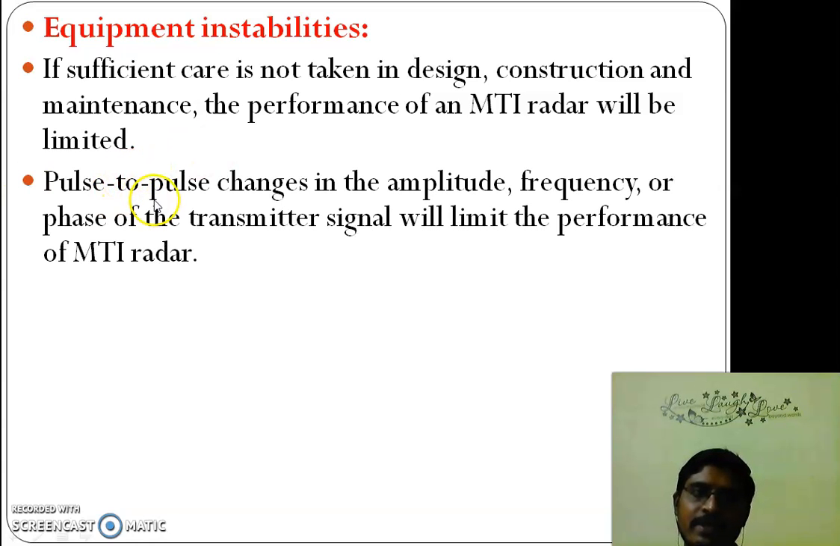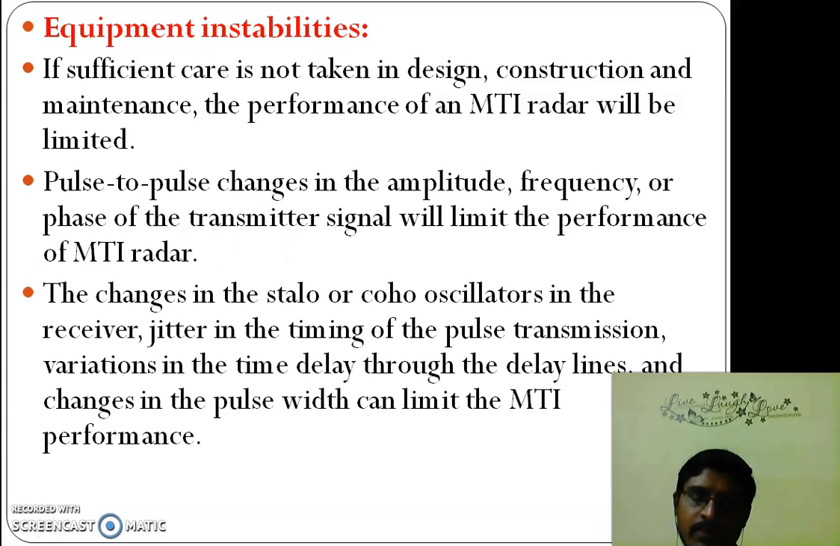Pulse to pulse changes in amplitude. We are generating a train of pulses. If there is a slight change in amplitude, frequency, or phase of the transmitted signal, it will limit the performance of MTA radar. Next, changes in the stable local oscillator and coherent oscillator in the receiver.